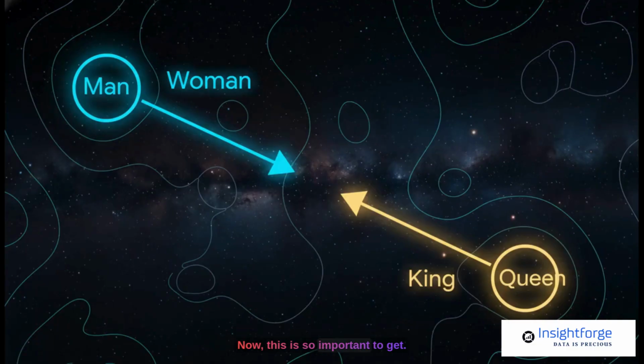Now this is so important to get. The model isn't reasoning. It has no idea what a king or a queen is. It has simply learned from billions of examples that the relationship, the arrow that connects man to woman, is almost identical to the arrow that connects king to queen. It's just matching patterns in a geometric landscape.